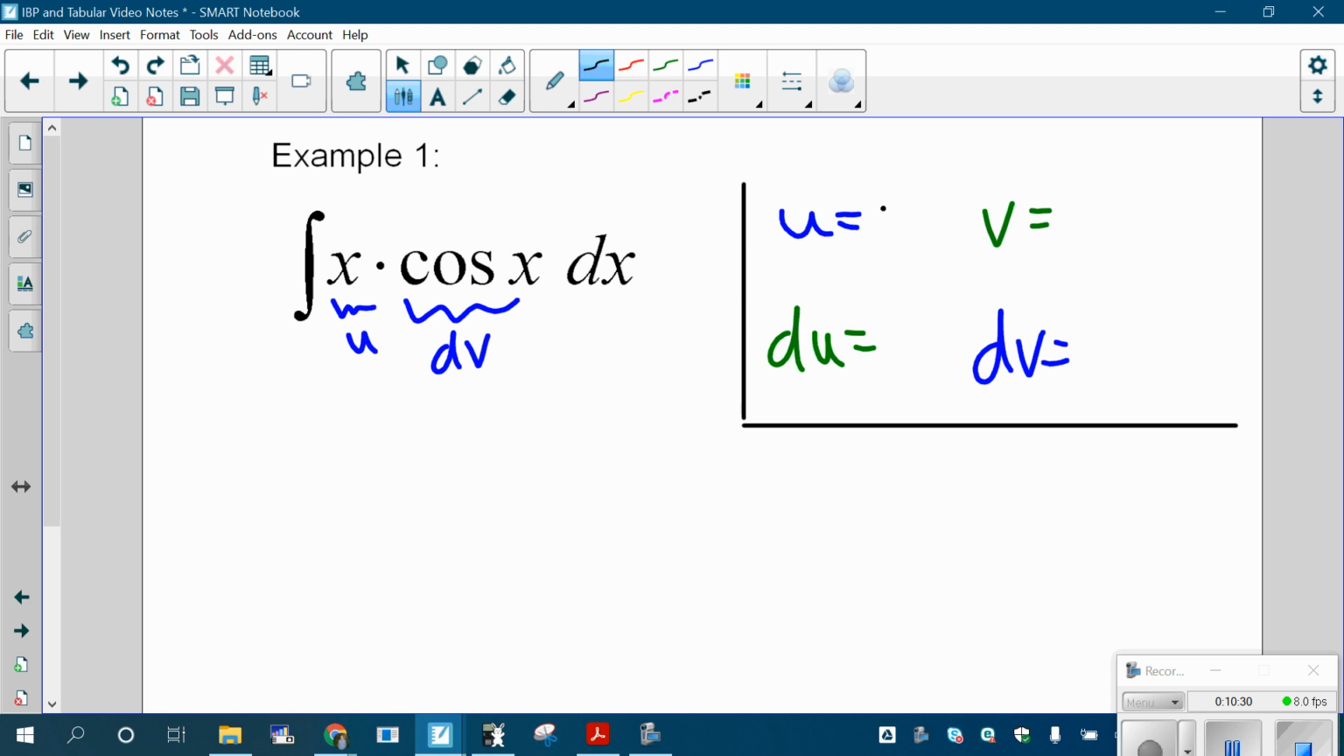Okay. So U is x, dv is cosine of x. We can really call it cosine of x dx if you want. And now we need to finish filling this out. Well, we have u. How do you find du? You do the derivative. What's the derivative of x? Just 1. You have dv, the derivative of v. How do you figure out v? You do the antiderivative of it. What's the antiderivative of cosine?